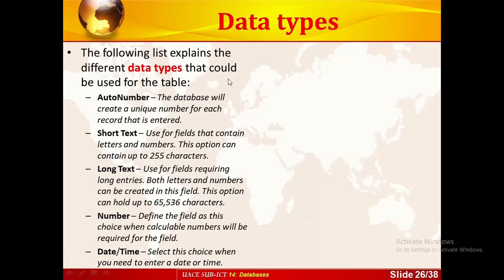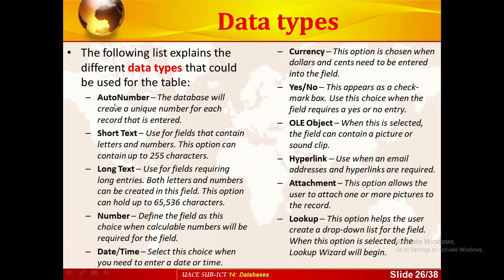Some of the data types here are auto number, short text, long text, number, date or time, currency, yes or no, object, hyperlink, attachment, and lookup. So these are the major data types in a database. Auto number: the numbers are automatically generated once you start entering data. You don't need to put them in manually, they will always be put in automatically. That's what we call auto number.